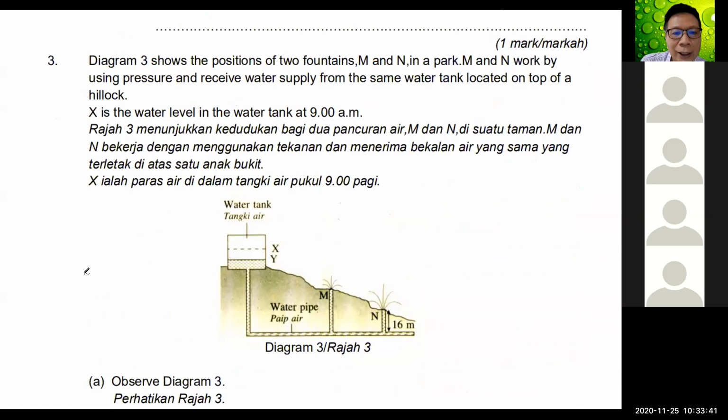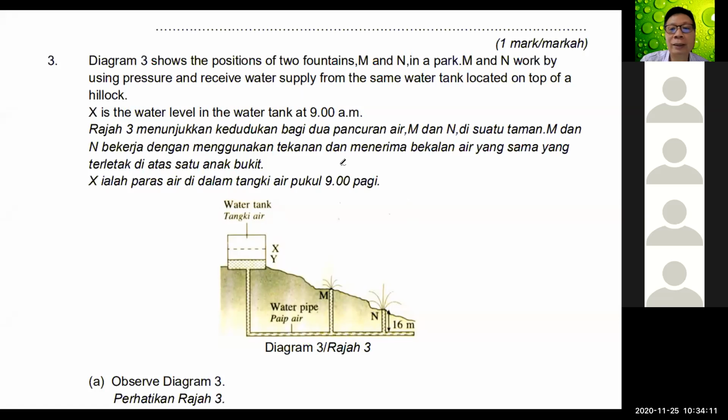Water pressure question again. Diagram show the position of two fountains. Got two fountains. Here got one fountain, water fountain, and here got another one. The water shoot out. The water fountain get the supply of water from the big tank on top. So high pressure water will be sent here, so the water shoot out. And then here the water shoot out again, right?